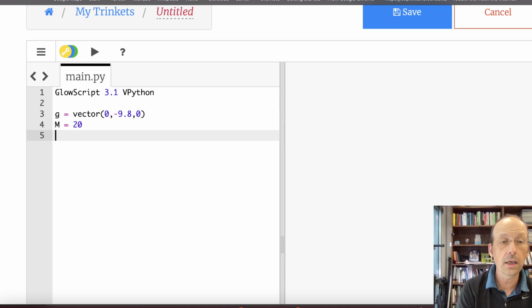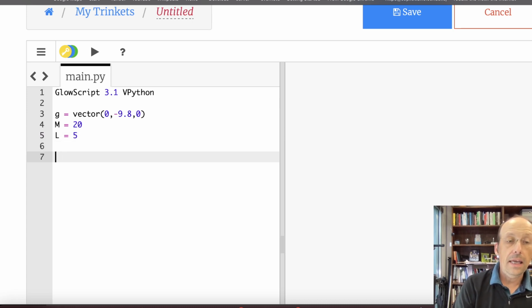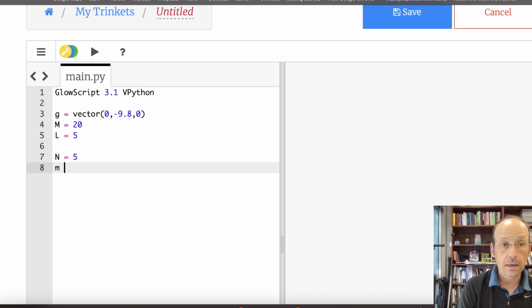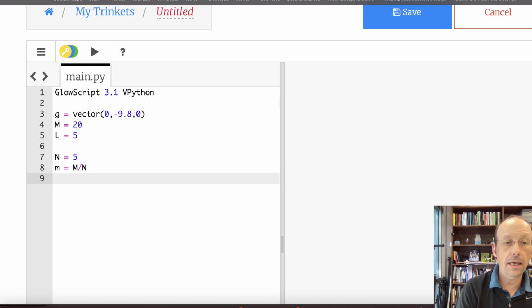Now I'm going to put in the parameters like the total mass. M equals 20, L equals 5, N equals 5. That's the number of pieces I'm going to break it into. So if I do that, I can say m is equal to M divided by N, and then dL is going to be the length of each piece. It's going to be my L0. That's going to be equal to L divided by N minus 1.